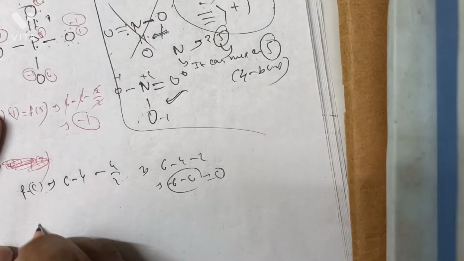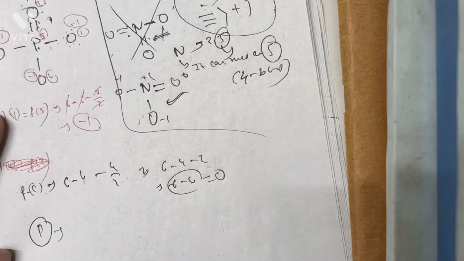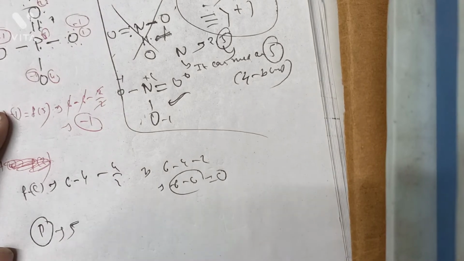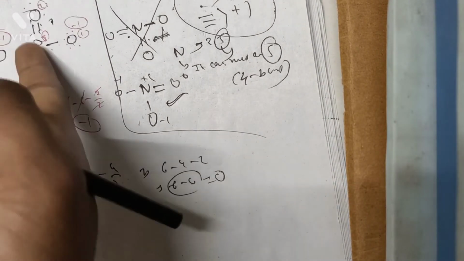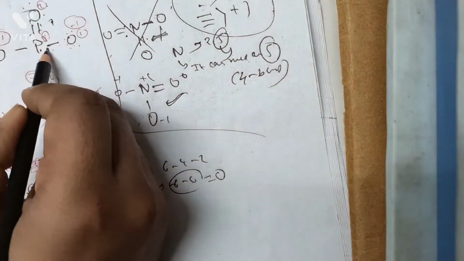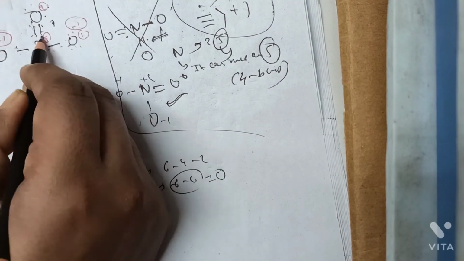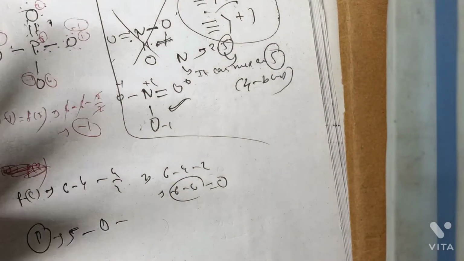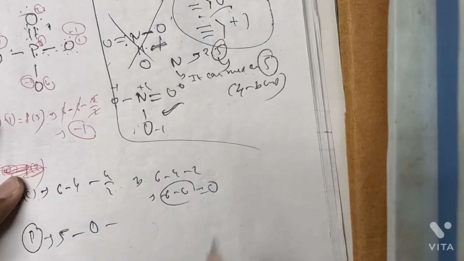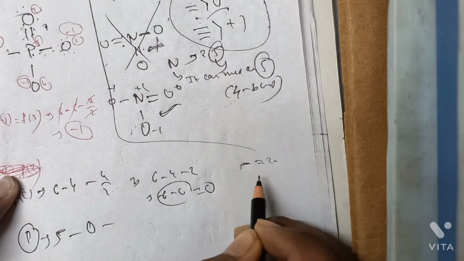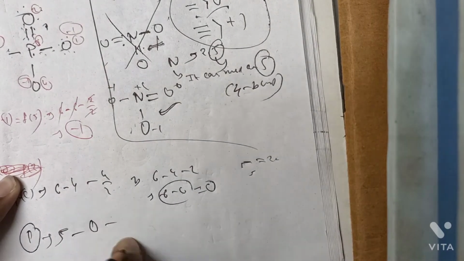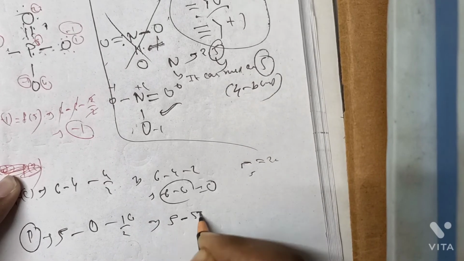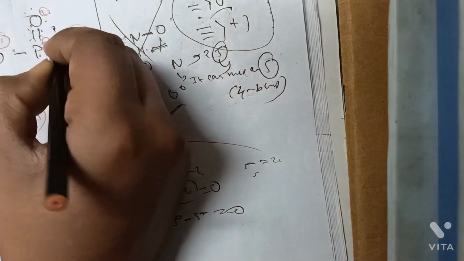For the phosphate ion, phosphorus has atomic number 15, that means 2,8,5. Valence electrons are 5, minus lone pair which is 0, minus bond pair: 1 2 3 4 5 bonds. There are 5 bonds present. As we know, one bond contains 2 electrons, so 5 bonds contain 10 electrons, 10 by 2, so 5 minus 5 equals 0. That means it also has 0.